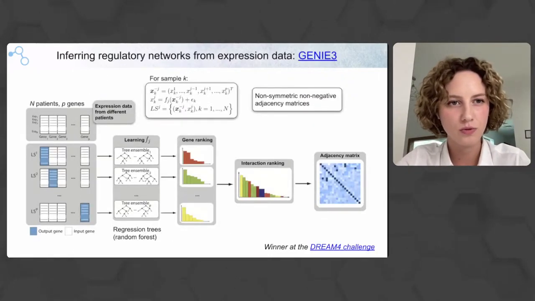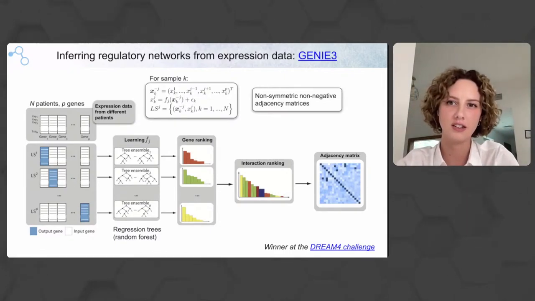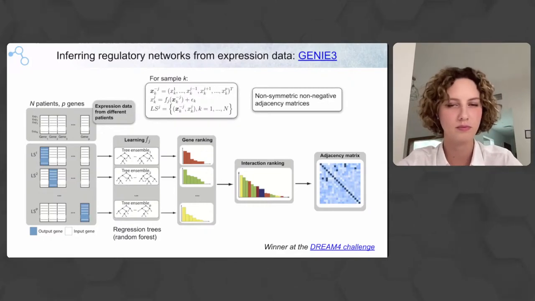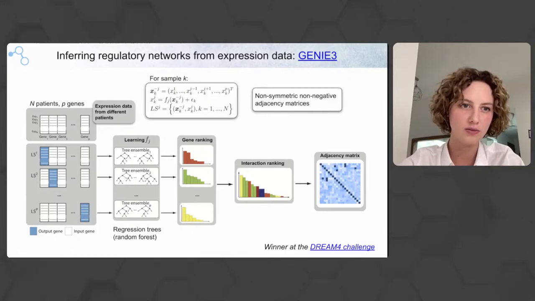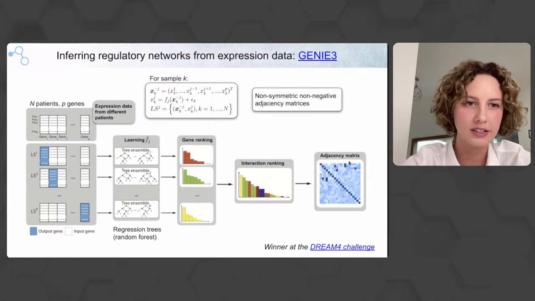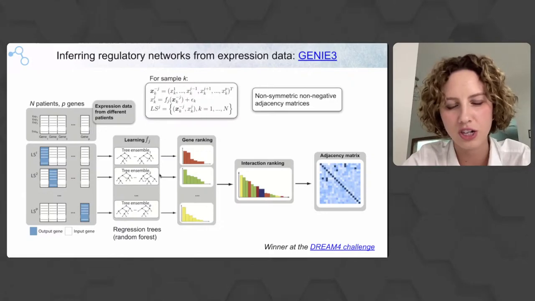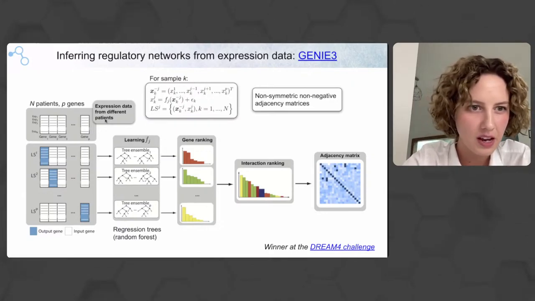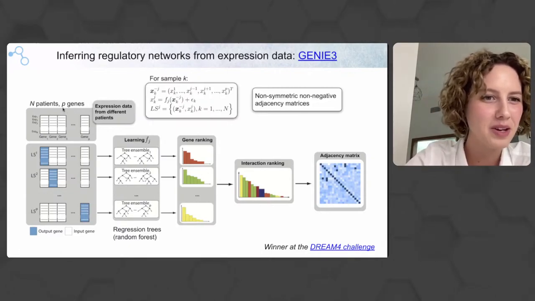And let's move to inferring regulatory networks from expression data. As I already said, first we did it by simply correlating pairs of genes, and now we use the GENIE3 algorithm, and we slightly changed it. Now I will tell shortly how it works and what we changed exactly in this algorithm, and then move to the next, maybe more interesting part.